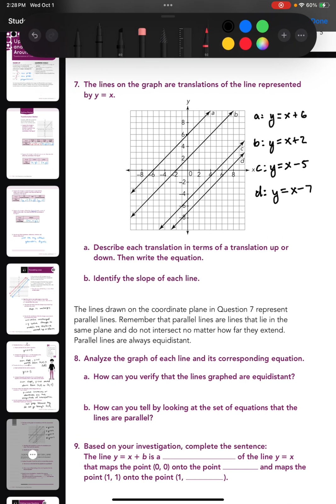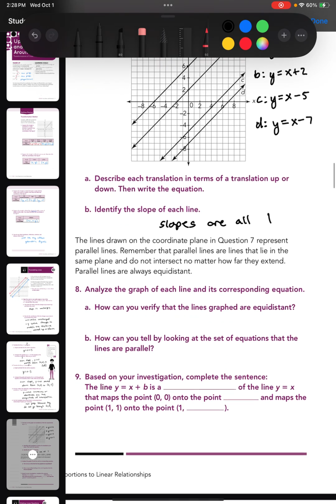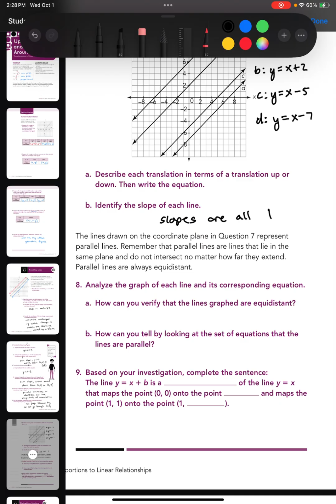The slope of each line is all the same. So slopes are all 1 because the coefficient of x is 1. We're going up 1, right 1 on those graphs. Okay, so it says the lines drawn on the coordinate plane in question 7 represent parallel lines. Remember that parallel lines are lines that lie in the same plane and do not intersect no matter how far they extend. Parallel lines are always equidistant from each other.